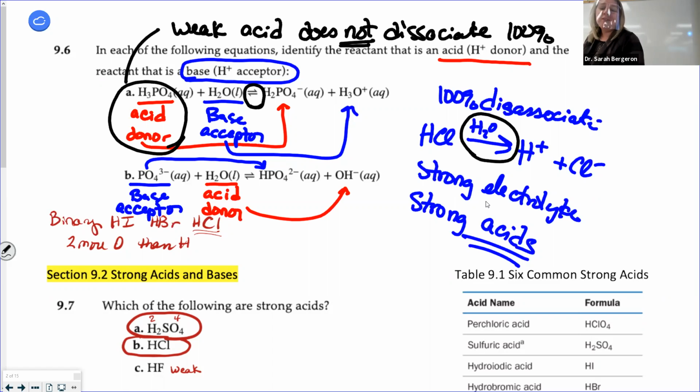So do y'all mind if I erase some things so I got some more room? Y'all okay? All right. I'm going to erase some of this stuff just so that I have a little bit of room to work.